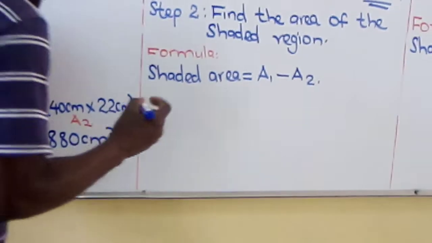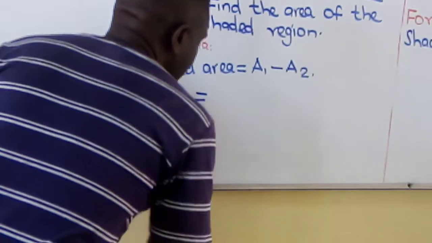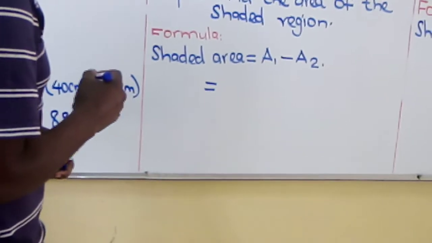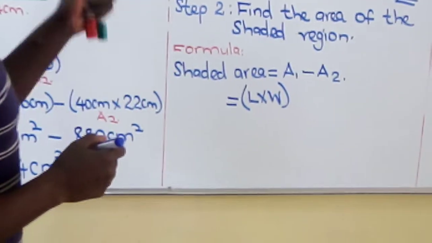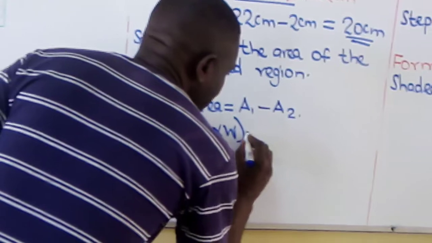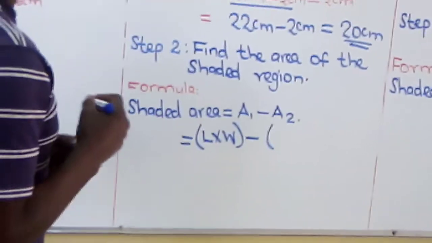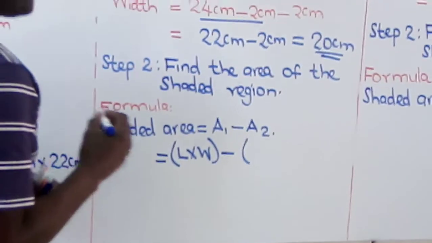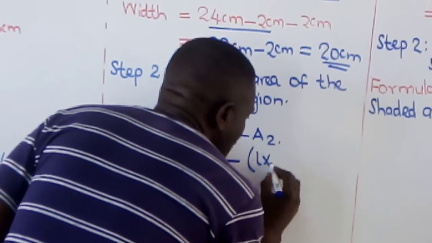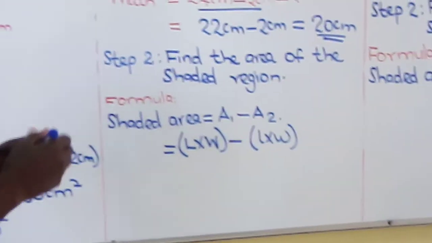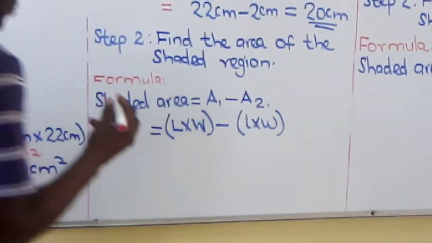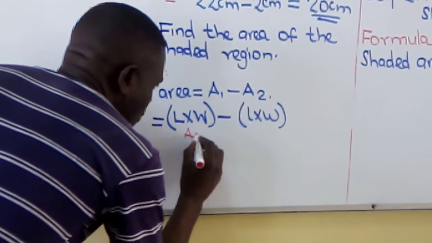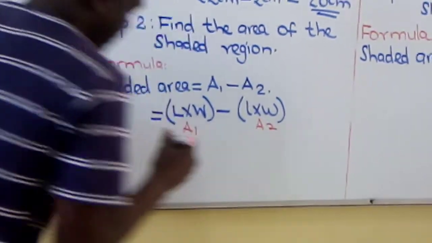Okay? So we'll come and say area 1 is a rectangle. Its formula is length times width. I've written in capital letters. Minus the area 2. It's a rectangle, and so we use length times width. I've written in small letters to represent the inner, so that we differentiate. So this is area 1 and that is area 2.